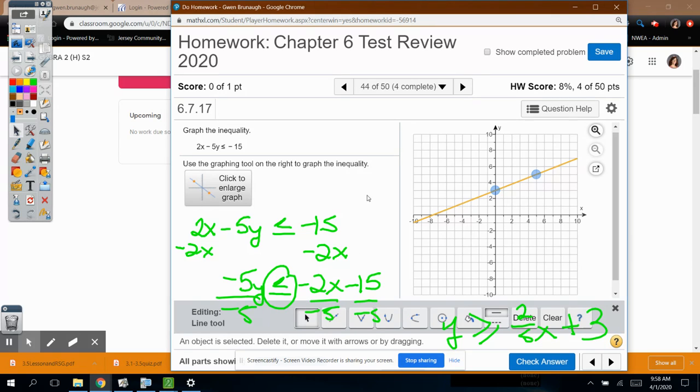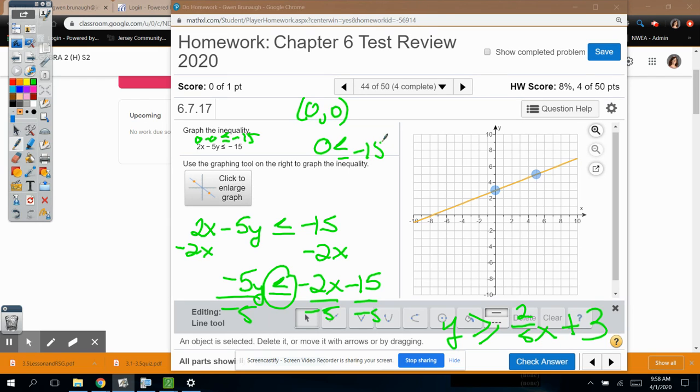Now we need to figure out where to shade. This is a greater than sign, so it'll be bigger, above. I'm going to shade above, but if you pick the test point and you use 0, 0, you just need to figure out if it's shaded or not. 0 minus 0, is that less than or equal to negative 15? Is 0 less than or equal to negative 15? No. So we need to shade down below. And we do that by picking this paint bucket here, shading down here. And that should be it.